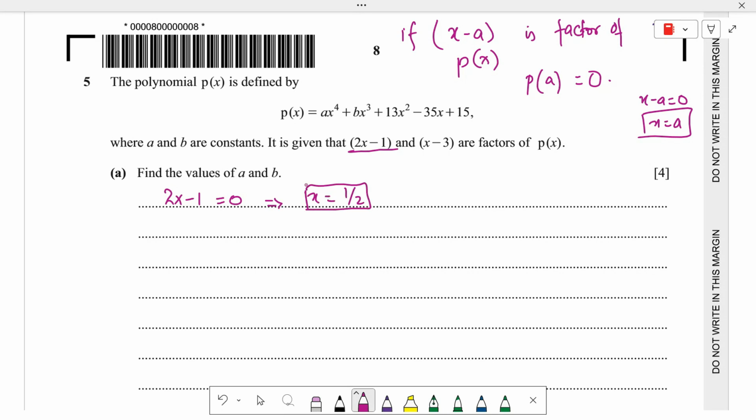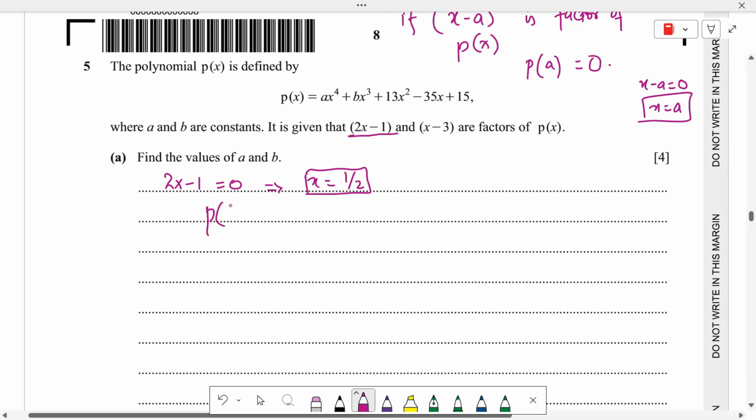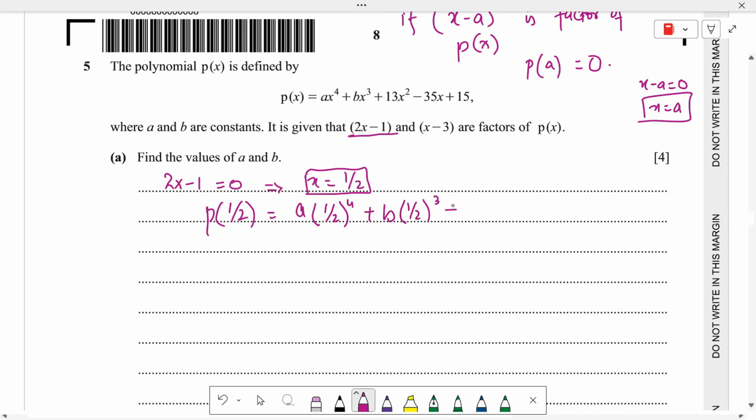Now plug this value of x into the given polynomial. So p of 1 over 2 is equal to a times 1 over 2 to the power of 4, plus b times 1 over 2 to the power of 3, plus 13 times 1 over 2 squared, minus 35 times 1 over 2, plus 15. And this is equal to 0.